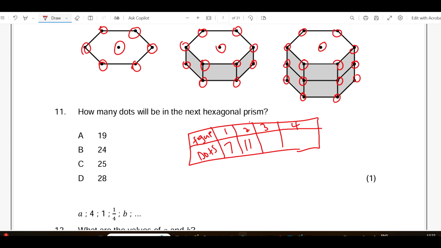So let me calculate again. How many dots did I get in number 2? 1, 2, 3, 4, 5, 6, 7, 8, 9, 10, 11. So 1, 2, 3, 4, 5, 6, 7, 8, 9, 10, 11, 12, 13, 14, 15.